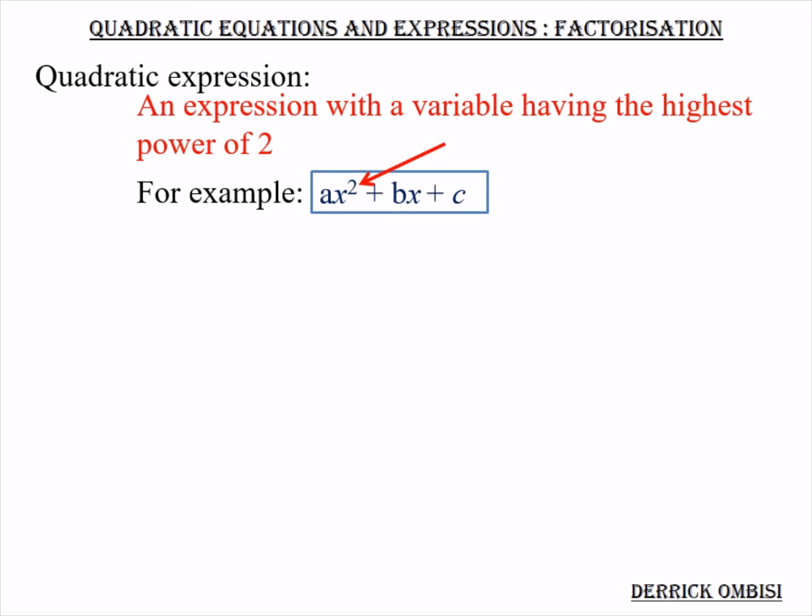If it is raised to a power of 3, it becomes a cubic equation. So raised to the power of 2 becomes a quadratic expression. So that one is a quadratic expression.